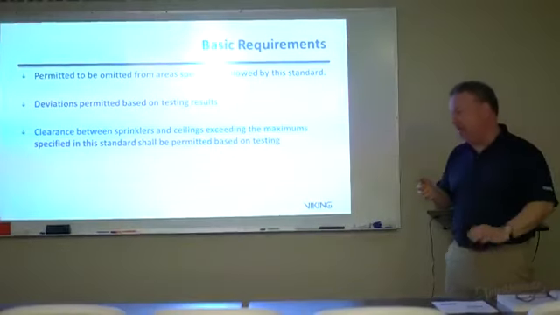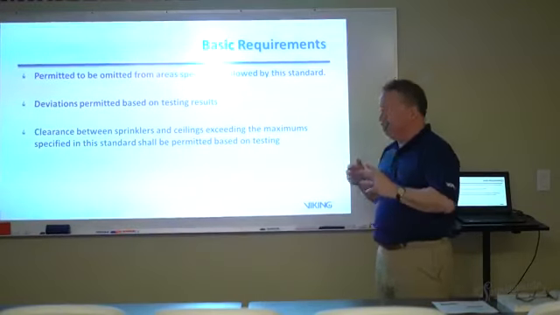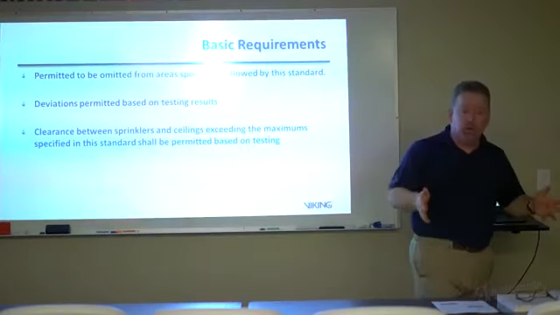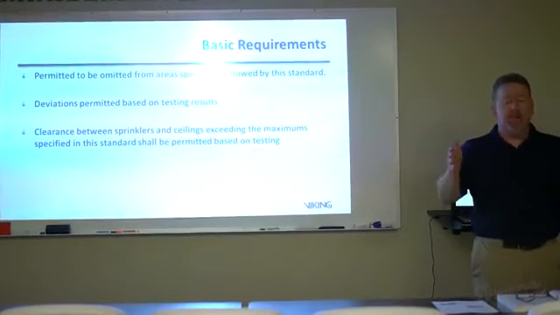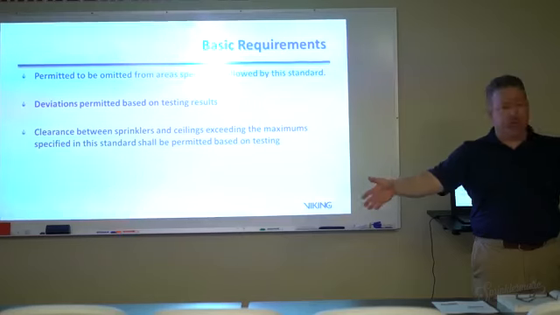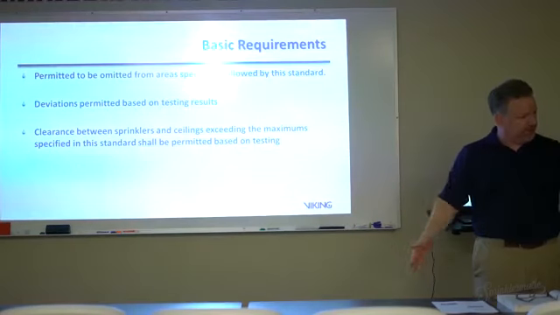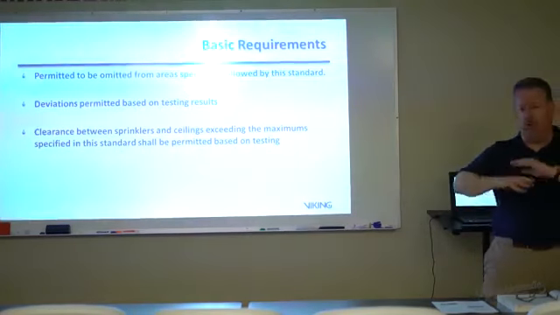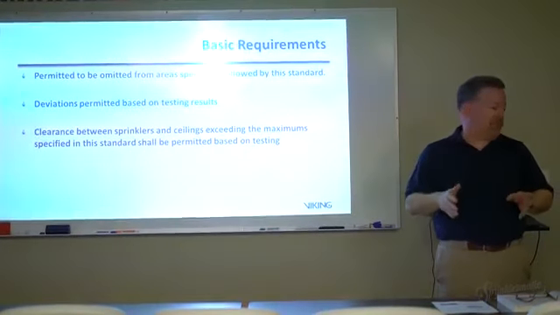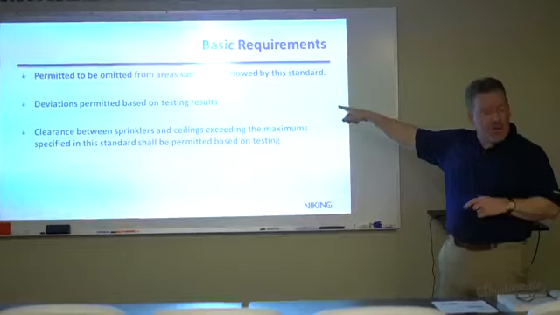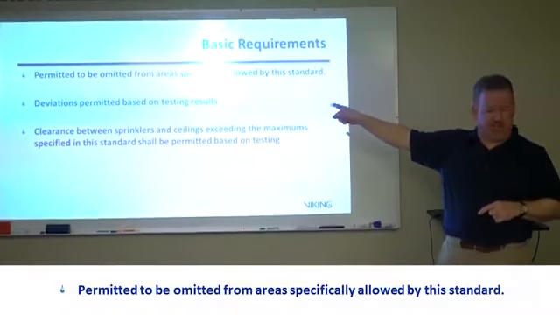Basically the requirements that you find in NFPA 13, the general rule, the goal of NFPA 13 basically is sprinkler everything. That's the rule. Sprinkler everything in the building. No exclusions, no special areas, anything, except where they are permitted to be omitted by the standard.